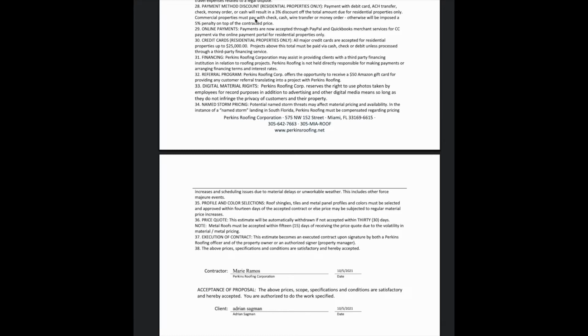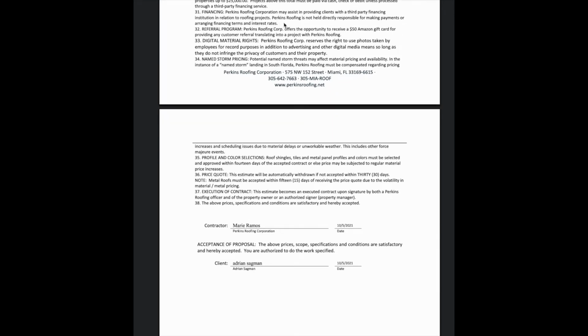It dissuades you from using your credit card. Number 29, online payments. Payments are now accepted through PayPal and QuickBooks, and also we accept Bitcoin and cryptocurrencies as a form of payment. Just reach out and let us know if you want to pay with cryptocurrency and we'll set it up for you. Number 30, credit cards. As mentioned, you can use a credit card on a residential property up to 25 grand. Anything higher than that, you got to write a check.